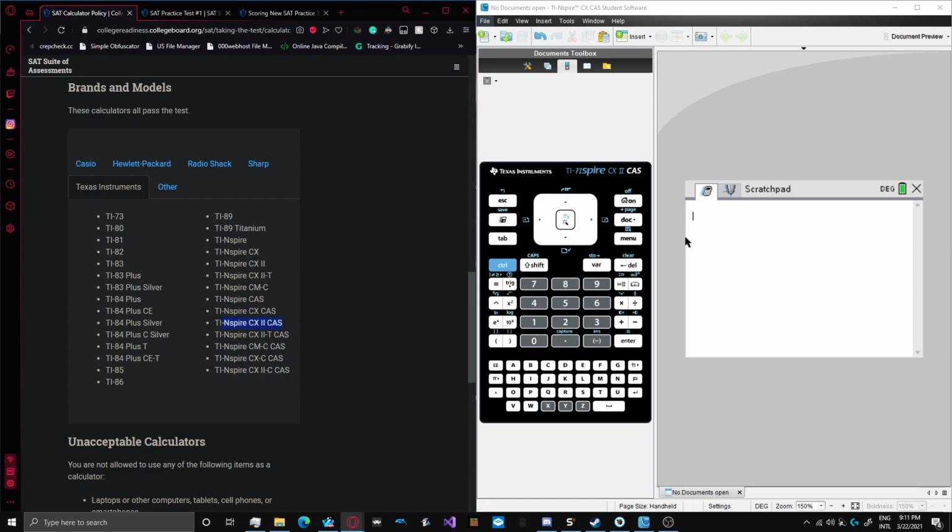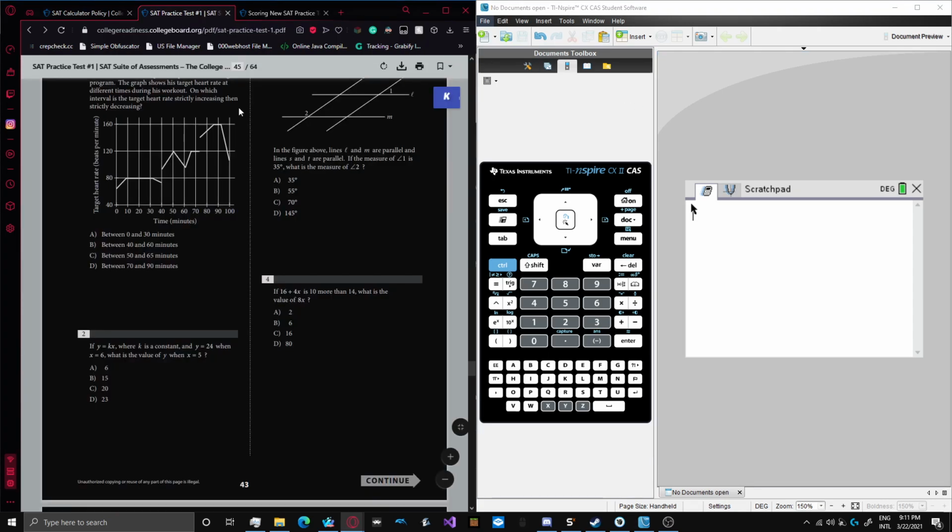I do have the physical handheld of this, but I didn't want to make an awkward hand cam video, so I'm using the desktop app instead, but it will look very similar to this. And if you are at the test center or taking the test at home perhaps, you would probably be using the handheld device. Let's go back to the practice test now.